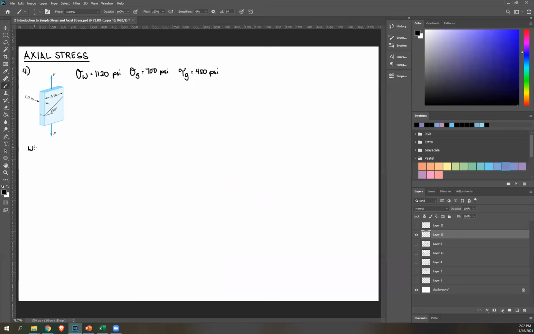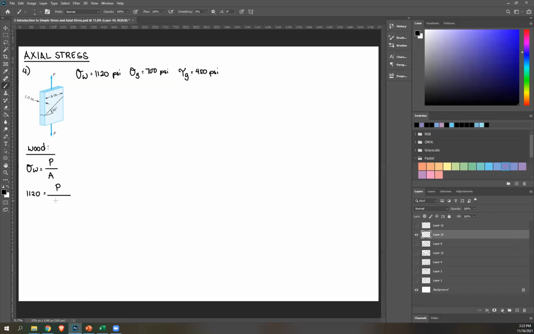Let's start with wood. So stress, or sigma W, which is normal stress for wood, is just simply force over area. The entire wood itself will carry the total load P, right? It's not going to share it with anything. It's going to take the brute force, the entire force of P. So that means I can just simply write P over A. Now, sigma W, that's 1120 equals P, which is what we're looking for, over A.